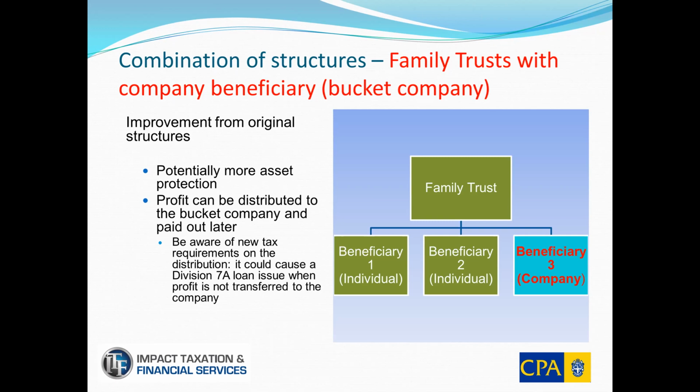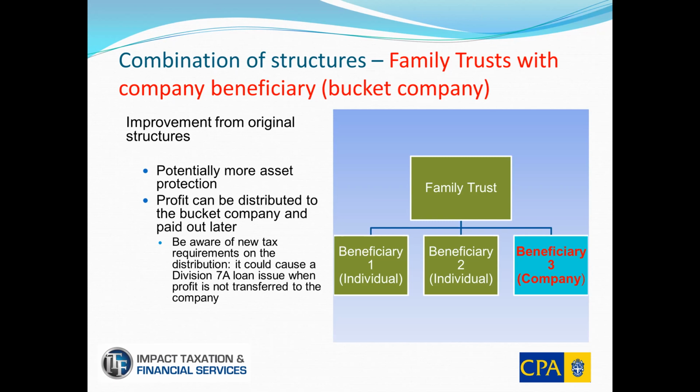Okay, for normal beneficiaries, because they have that overdraw facility. But with a bucket company, once they transfer the money, if they have to transfer the money out, they can't leave the money inside the family trust. If they do, there will be issues on Division 7A. So potentially there are different regulations.